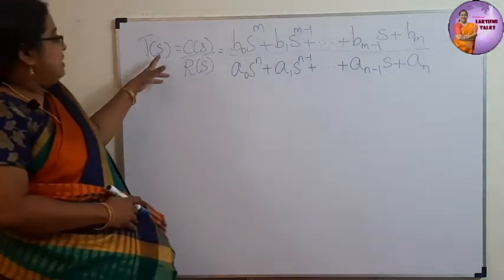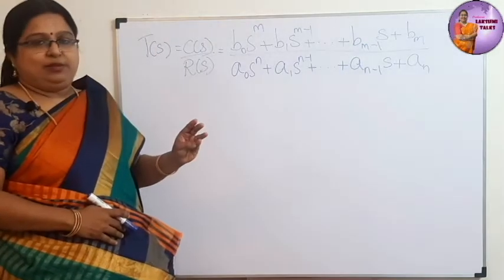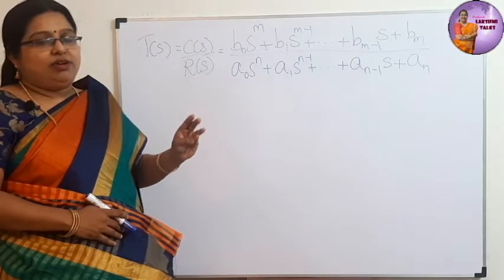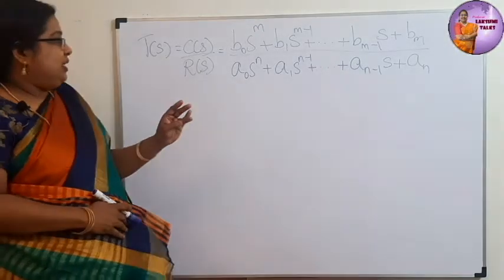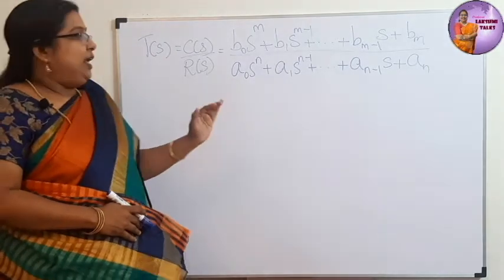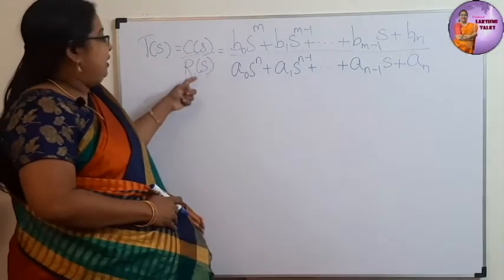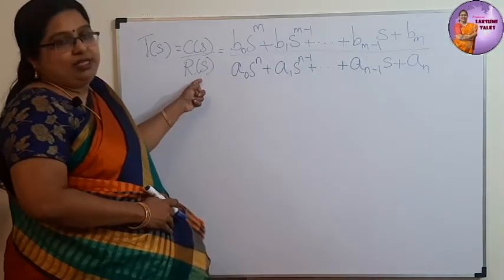Now, what is this S? We know that S is a complex variable. Okay. It consists of a real part and an imaginary part. So, our transfer function is in S plane, right? See, this is a numerator polynomial and this is a denominator polynomial.